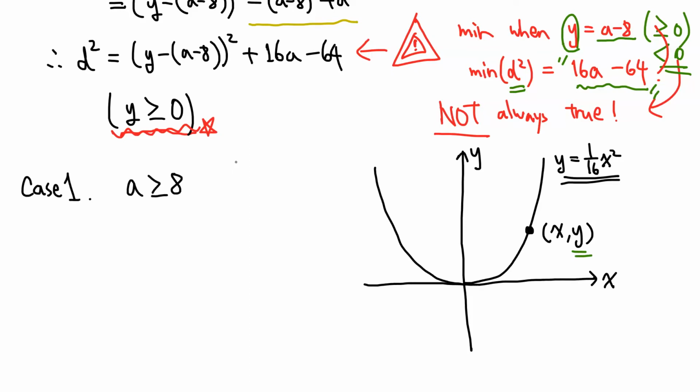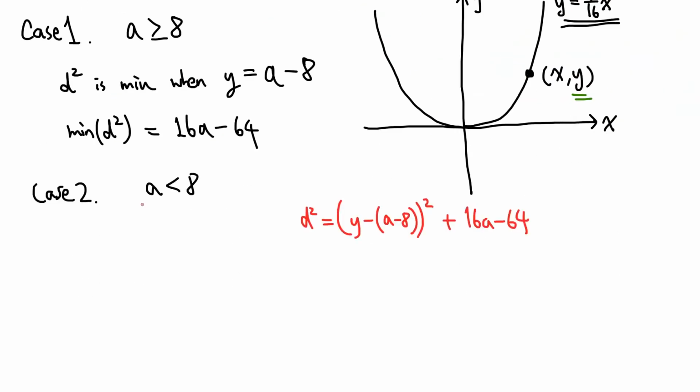So if a is equal to or greater than 8, then d squared is minimum when y is equal to a minus 8, and the minimum value is this.